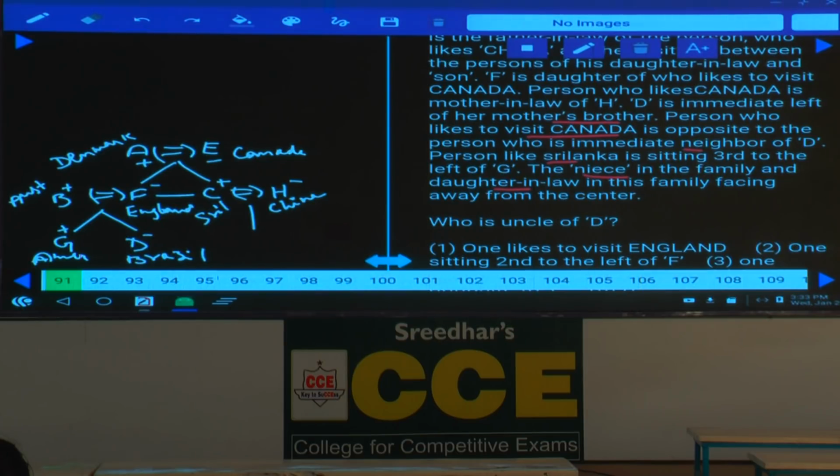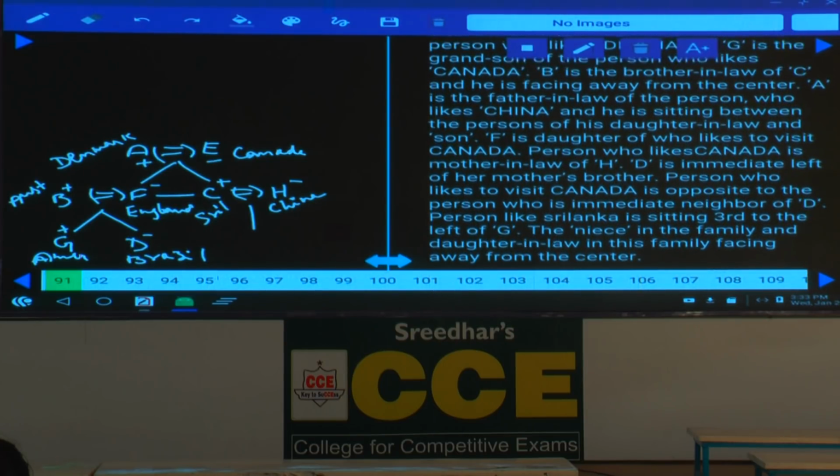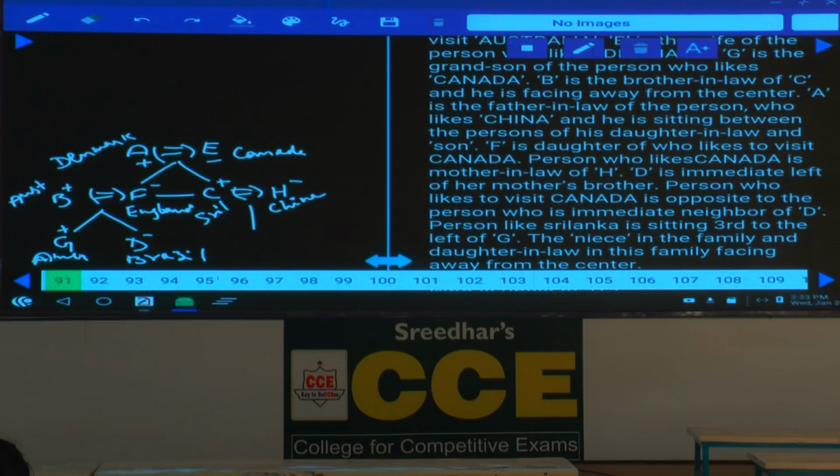And again, earlier we have one information. A is the father-in-law of the person who likes China. F is the daughter of the one who likes Canada. D is to the immediate left of C. G is the grandson. Now this B is the brother-in-law of C and he is facing away from the center. Now tell me how many persons are away from the center here? B is away from the center and another one is D and H. These 3 persons are away from the center and the remaining persons are towards the center.